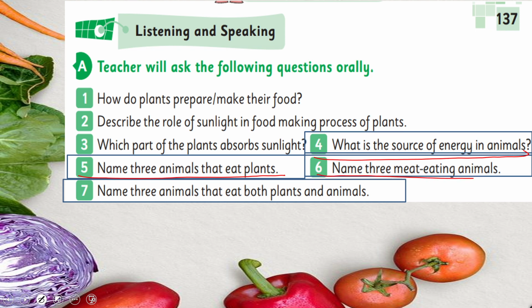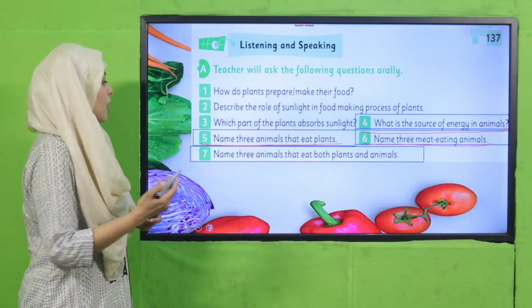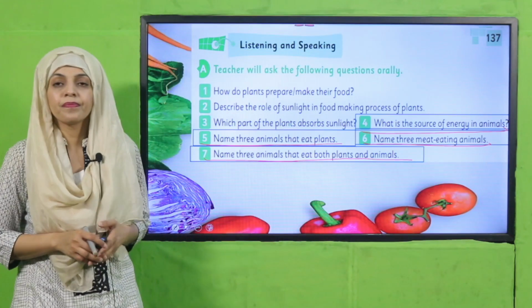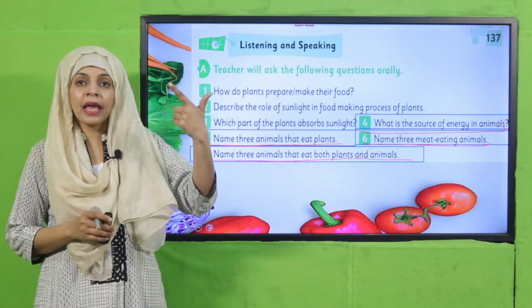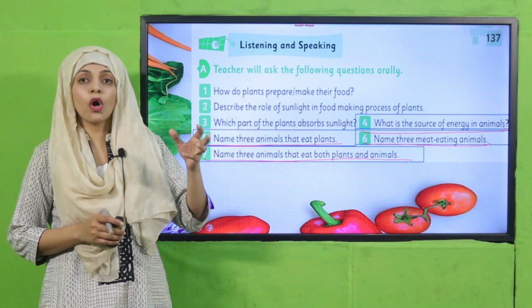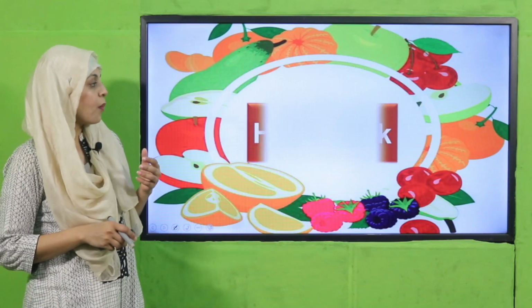Next, name 3 meat-eating animals. Any 3 meat-eating animals. Dogs, cats, lions, tigers, wolves, hyenas. They all eat or they feed on meat. Name 3 animals that eat both plant and animals. Bears, apes, sparrows, human beings. They all feed on both plants and animals. So let's move forward now.